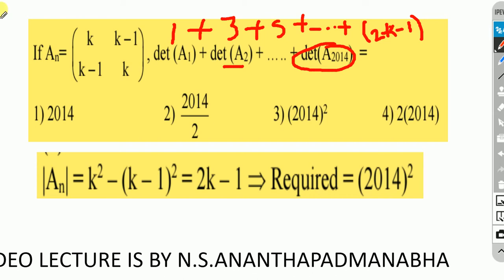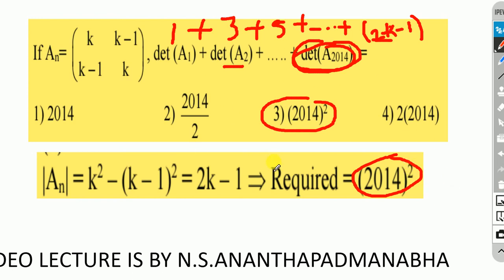So that is the sum of 1 plus 3 plus 5 up to 2k minus 1. The sum of the odd terms up to 2014 terms is given by 2014 whole square. So option 3 is the right answer for this question.